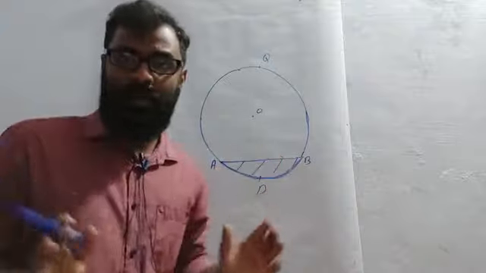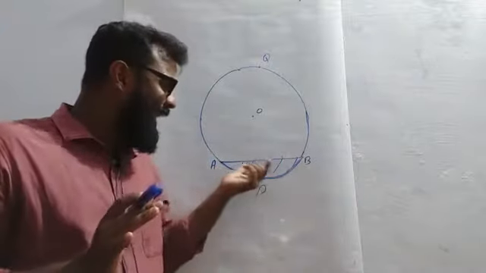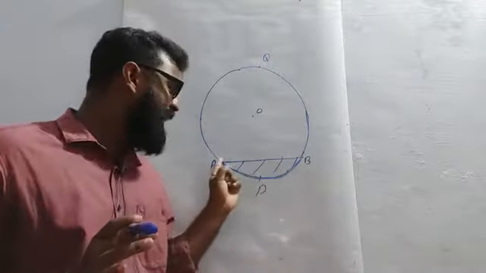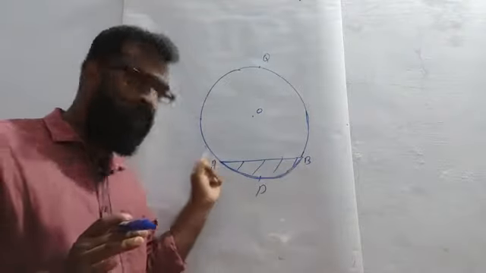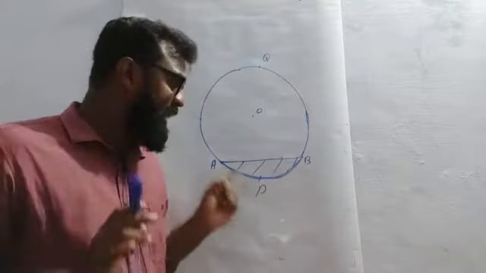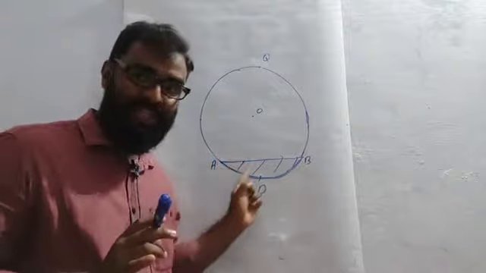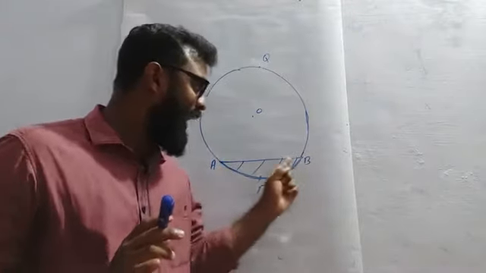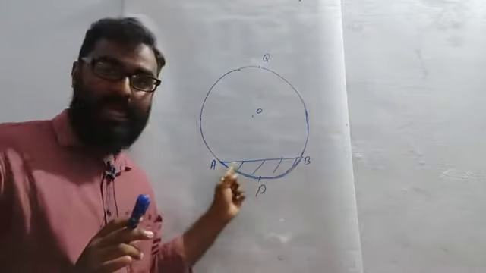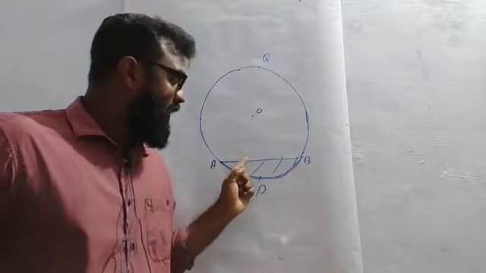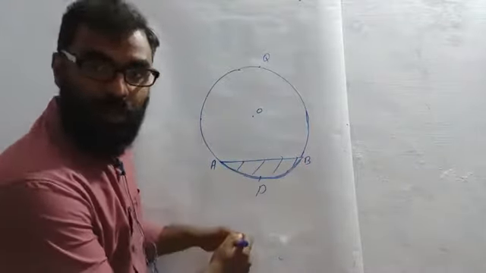It's very important. A segment is nothing but the area or the region in between a chord and its corresponding arc. This is a region; what is it called? It's a segment. It can be called a segment.